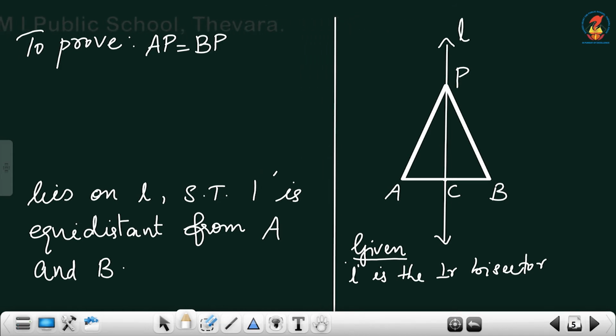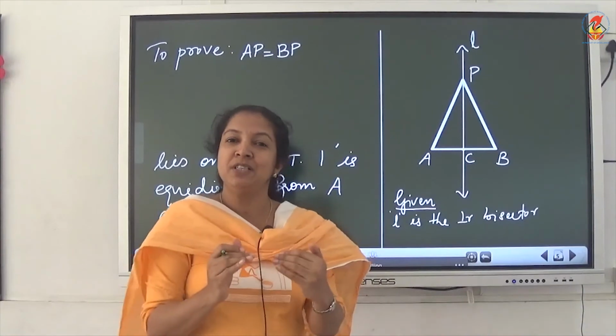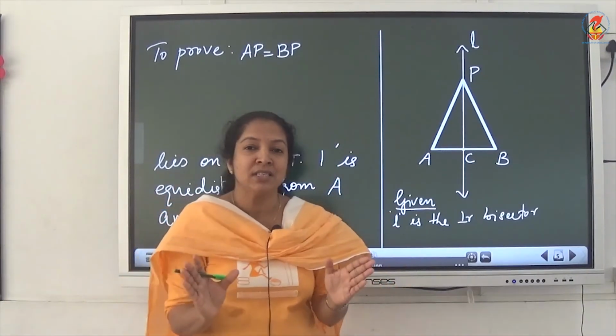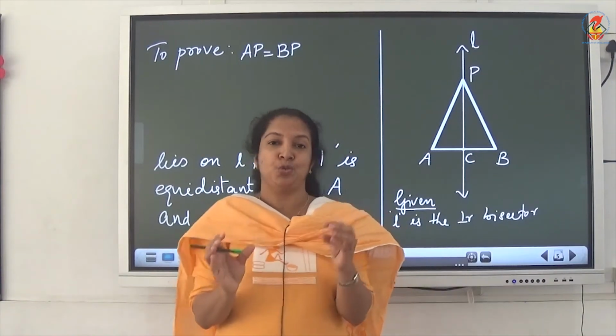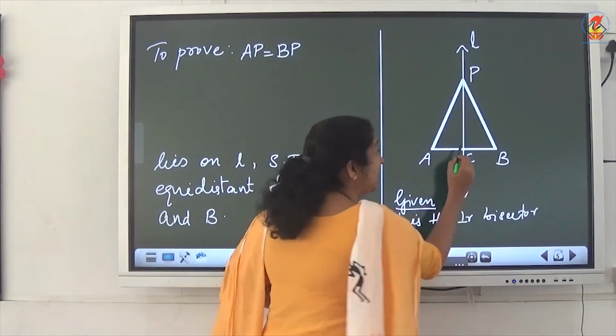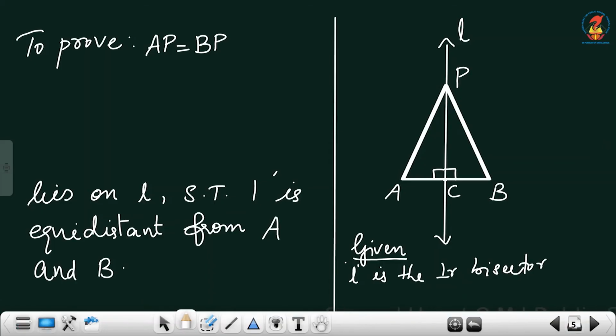What is given? The given thing is L is the perpendicular bisector. What do you mean by perpendicular bisector? Perpendicular means it makes 90 degrees. Bisector means it divides the line into two equal parts. So L is a line which makes 90 degrees here and which divides this line AB into two equal parts. That is what is meant by perpendicular bisector. So we can write the proof.